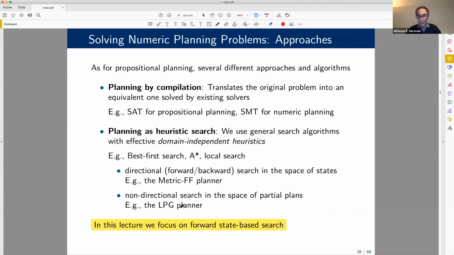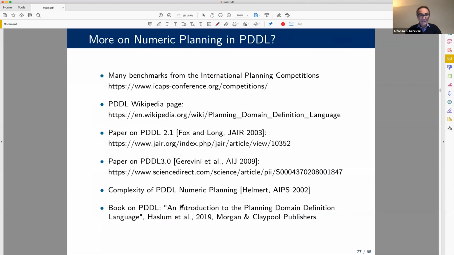Okay. In this slide, I have put a selection of references focusing on numeric planning. So that's a series of references about PDDL, where you can find, for example, in the paper by Helmert, the theoretical analysis. In the PDDL book, you can find many examples on numeric planning and so on.